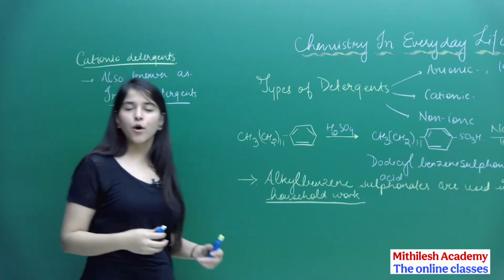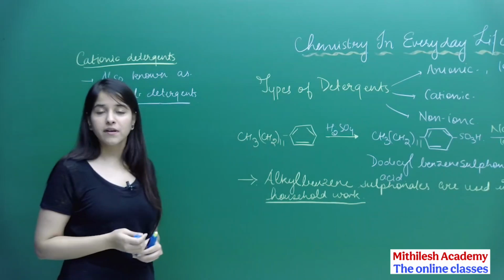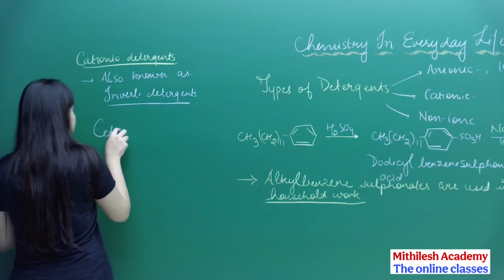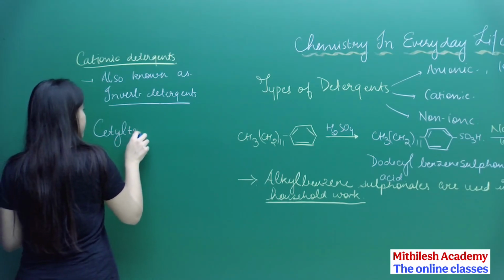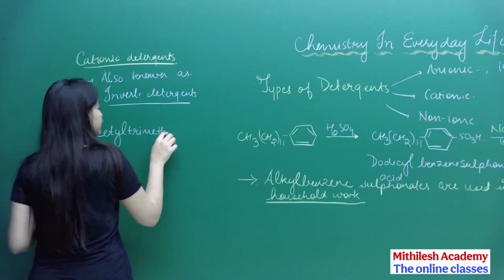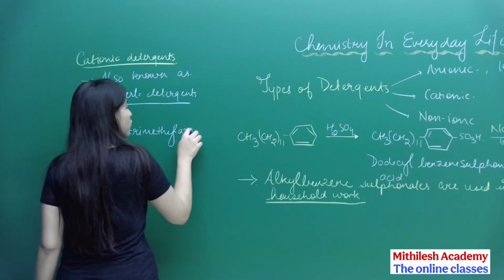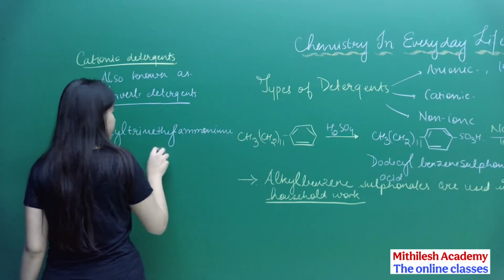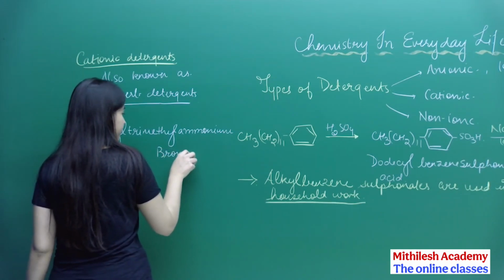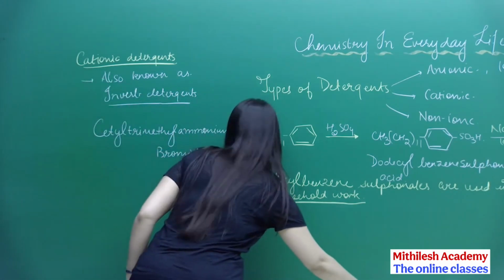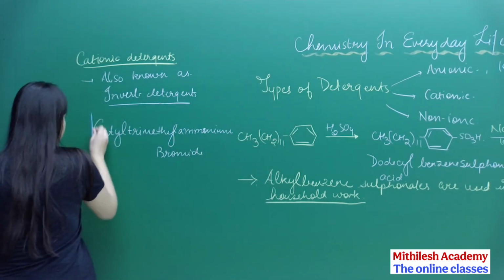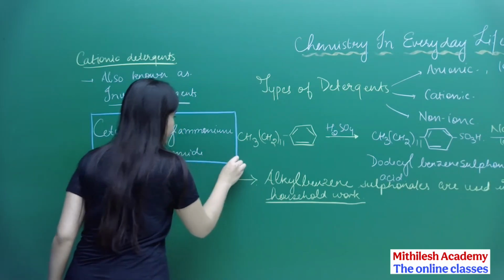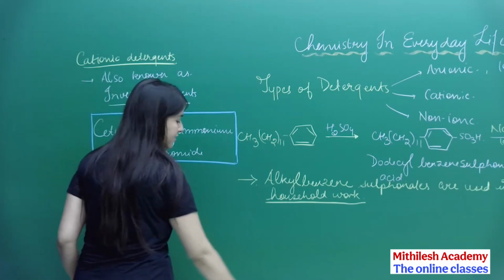Now what is the very popular cationic detergent which is used? It is cetyl trimethyl ammonium bromide. So that is what we use. That is what we are going to discuss. Only the structure we are concerned about, not the formation as such.